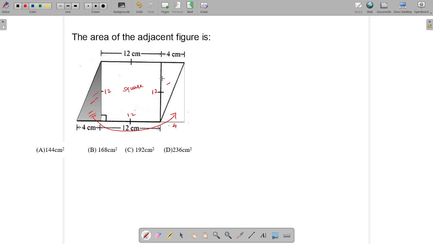So what will be the area of this figure? Actually, the given figure has become a rectangle right now. So area of rectangle is equal to length into breadth. What is the length here? Length is 12 centimeter plus 4 centimeter, equal to 16 centimeter. What about the breadth? It is the side of the square, and that is 12 centimeter.